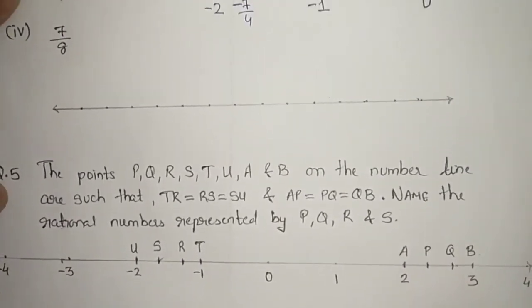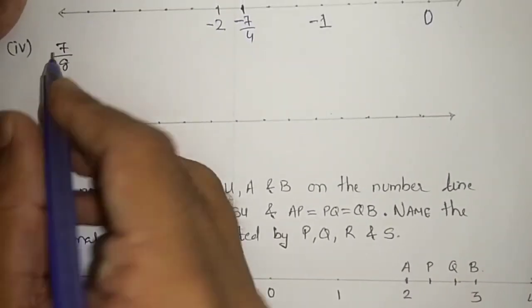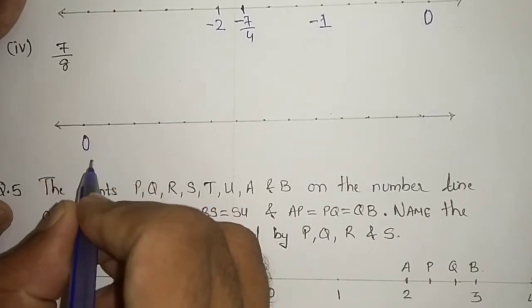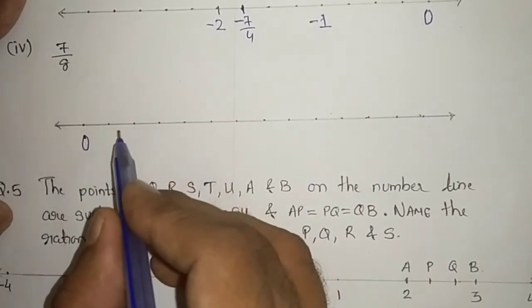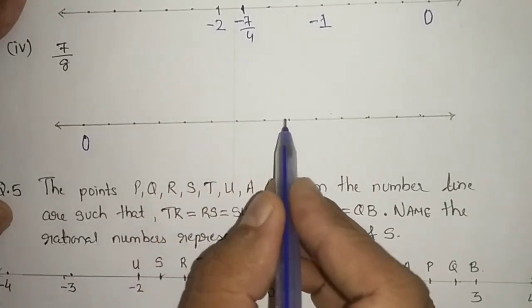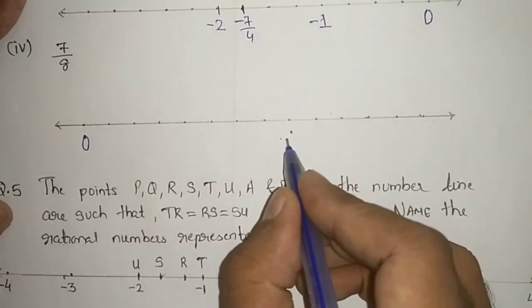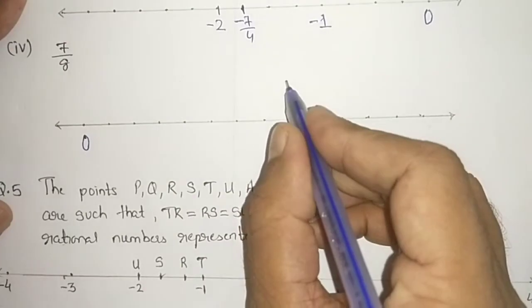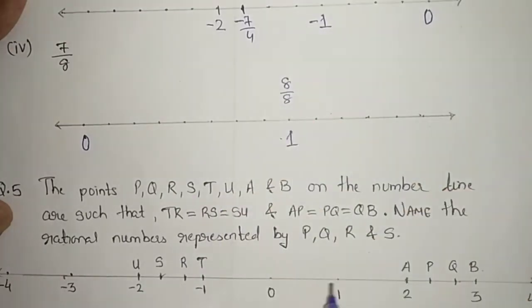Fourth part. This is positive, so my 0 will be here. 8 parts, so 1, 2, 3, 4, 5, 6, 7, 8. This will be my 1. That is 8 out of 8 parts.